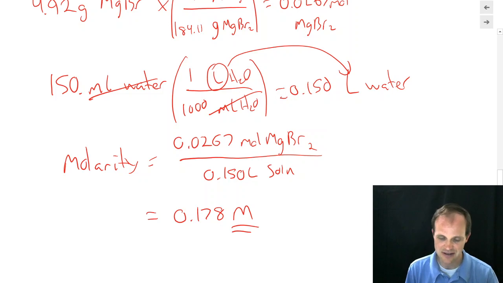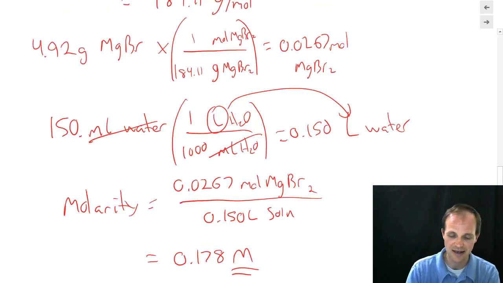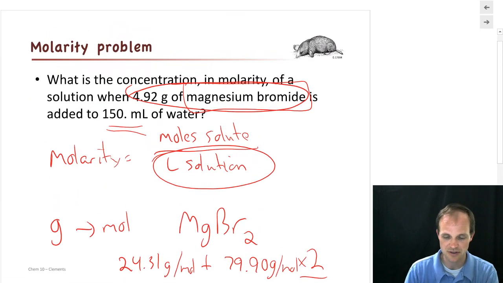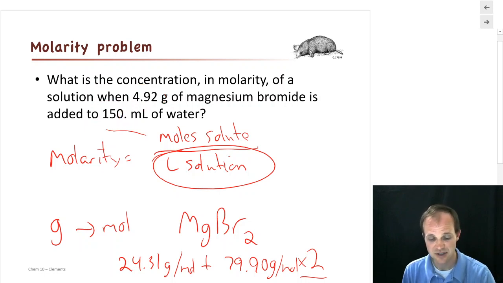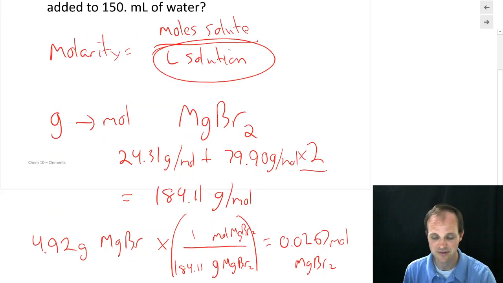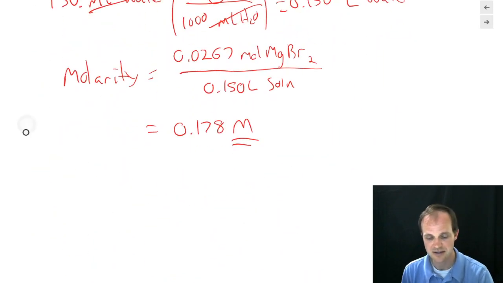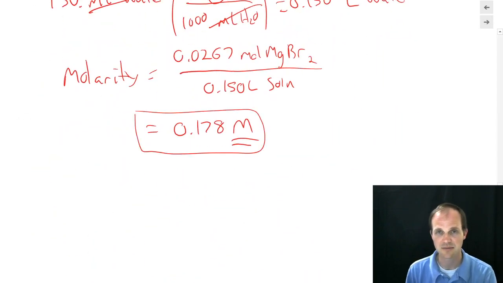My sig figs get a little complicated with all these numbers, but if you're going to try to guess at something, look back up at what you started with. I started off with 2 different numbers. 3 sig figs here, 3 sig figs here because of that decimal. So chances are my answer is going to have 3 sig figs, which it does, 0.178 molar. Whew, lots of steps to that one, lots of things to keep track of.